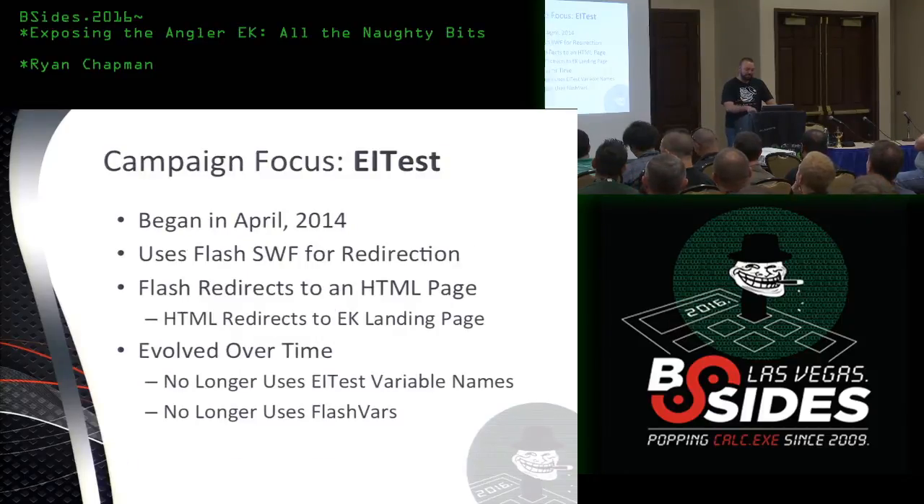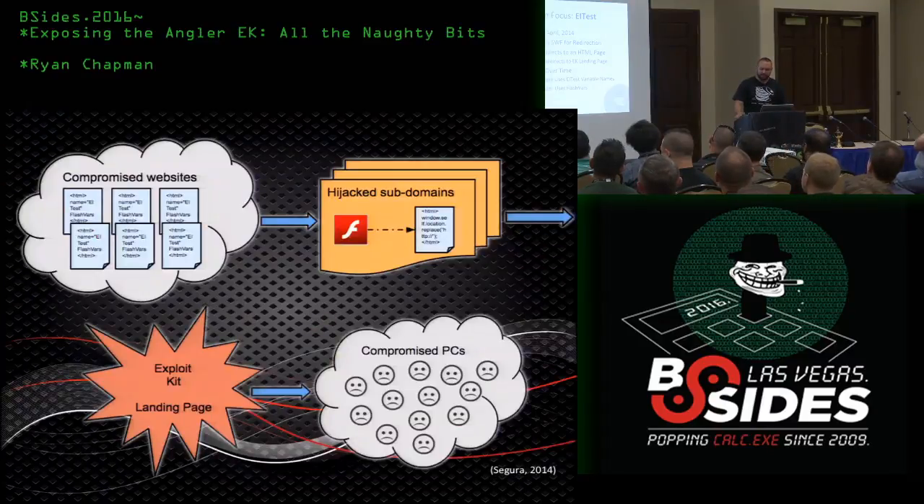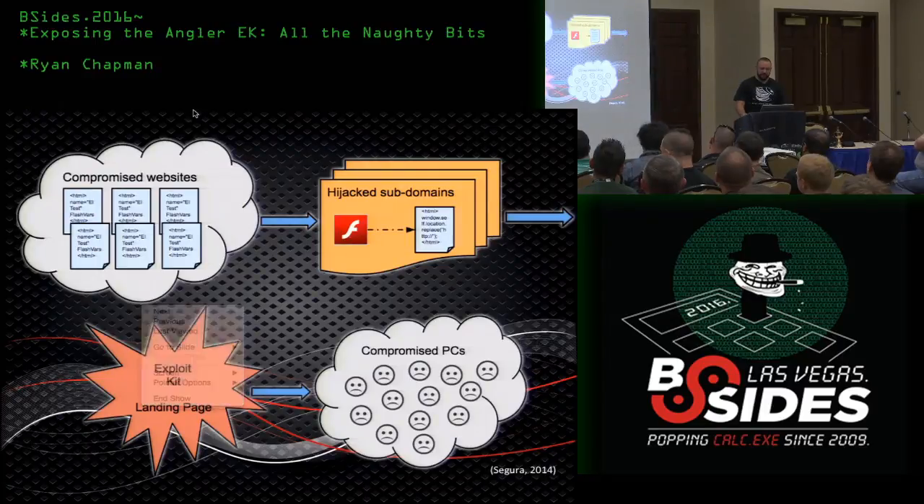All right. So EI test is an example, and apparently it started in 2014. We didn't start seeing it in our network until, I don't know, a year ago-ish. It uses Swift file. You know what? This is boring. Let's just do this.